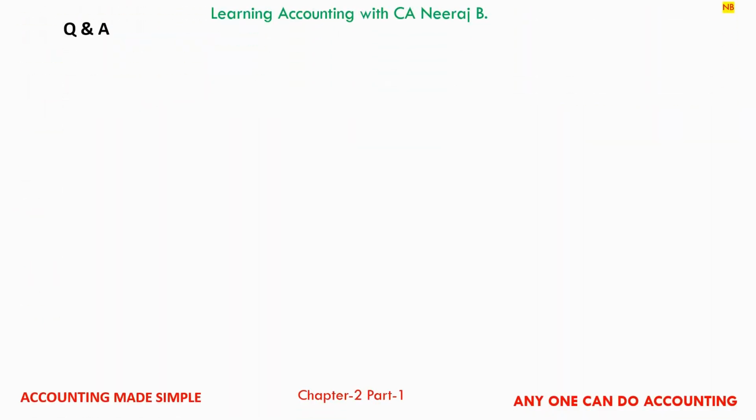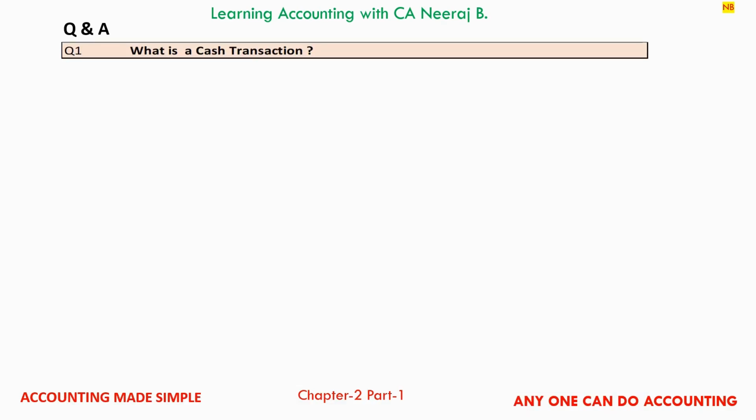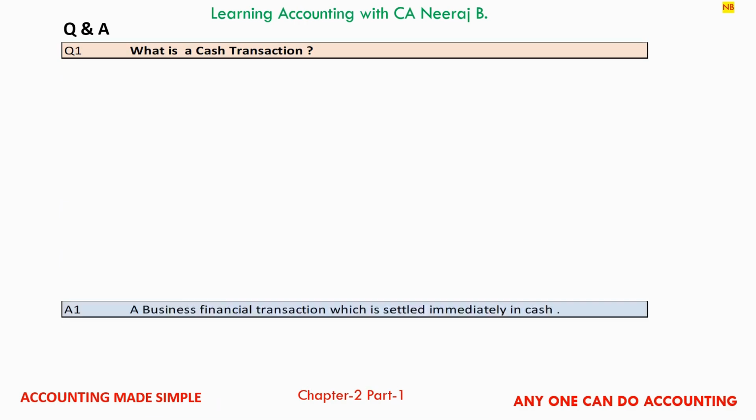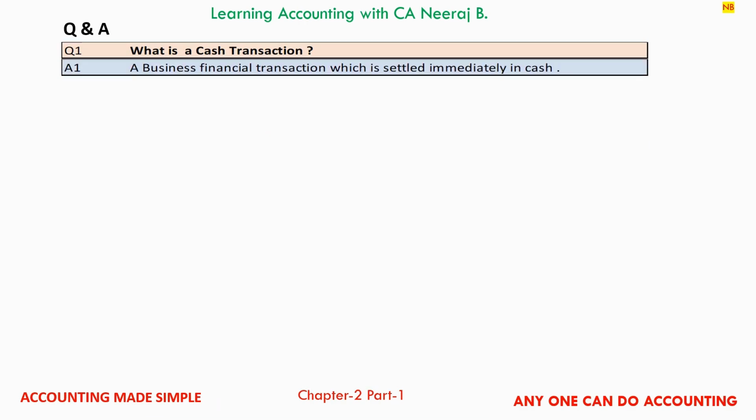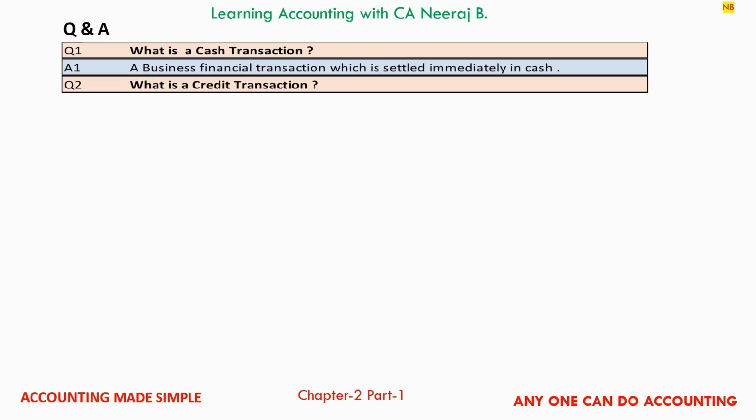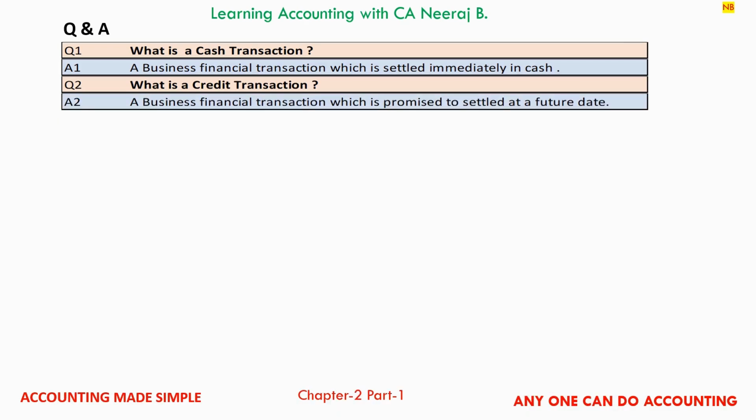Let us now try and answer a few questions related to the terms which we have learned today in this video. Question number 1, what is a cash transaction? A business financial transaction which is settled immediately in cash is a cash transaction. Question number 2, what is a credit transaction? Credit transaction means when the goods are purchased now and they are promised to be settled at a future date.